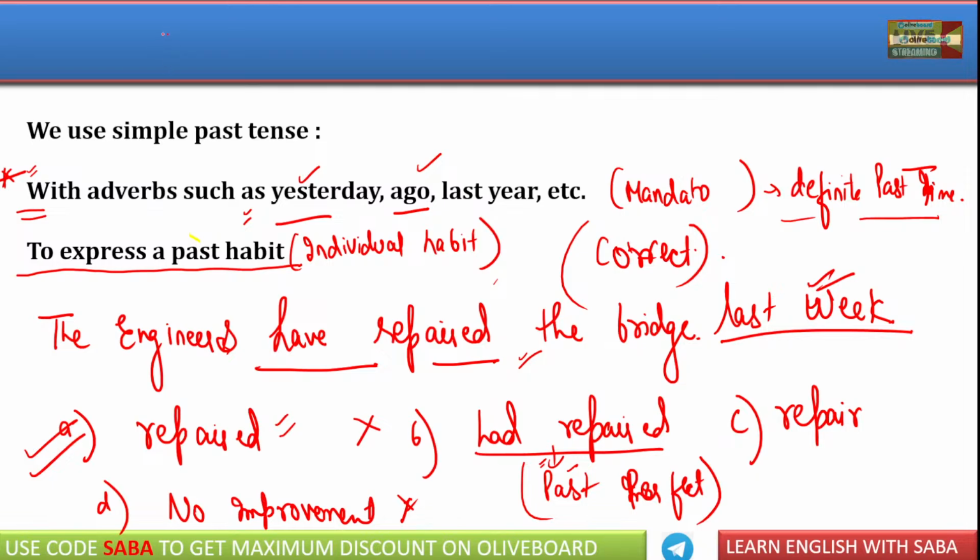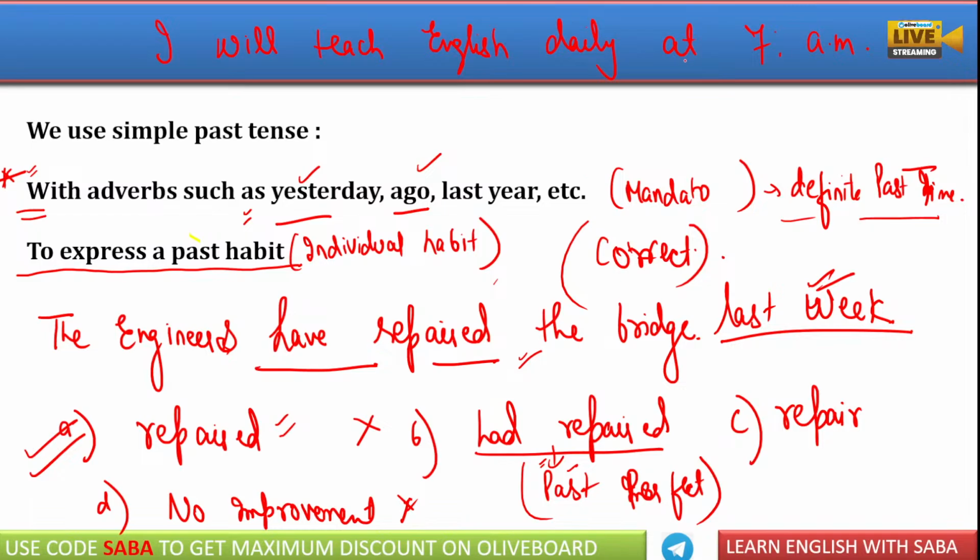For example, if I say, I will teach English daily at 7 a.m. Is this sentence correct? I will teach English daily at 7 a.m. Is it correct? Yes or no?